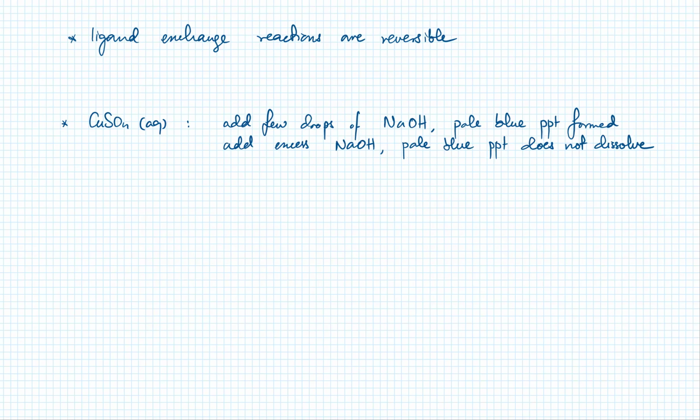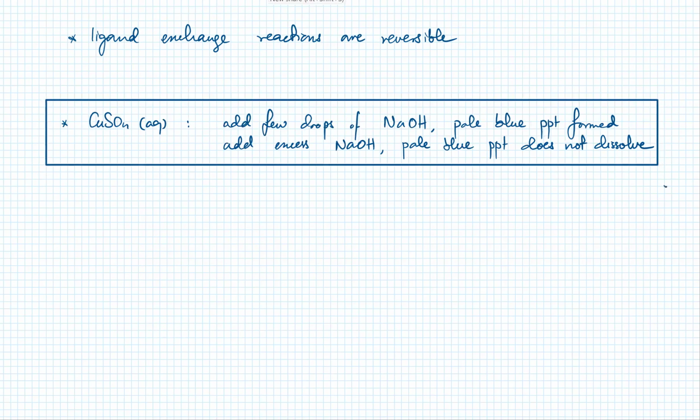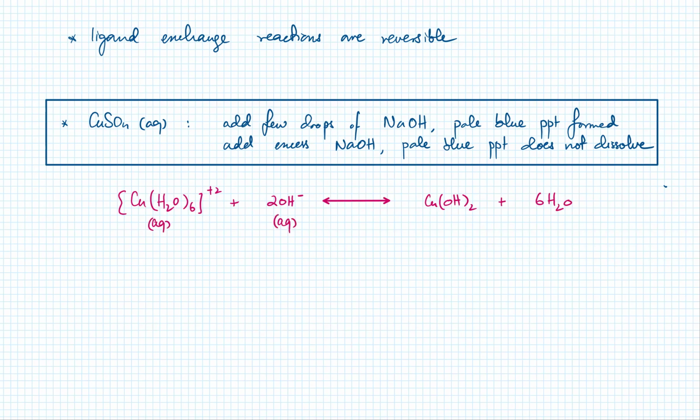So you're going to be asked to explain this using an equation. Basically, all you have to do is write an equation for this. So what's happening is that you had copper. There's only one equation, copper with 6 water molecules. Copper sulfate aqueous is this thing. And you added OH to it, two of them. And there was a reversible reaction where the copper ended up forming a pale blue precipitate and the 6 water molecules got knocked out. So this is aqueous.